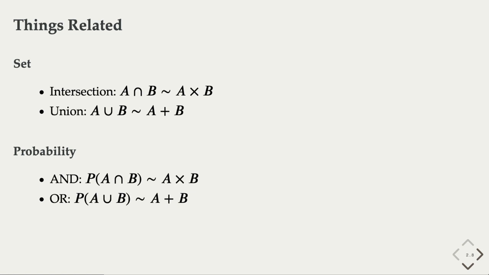The notion of set is applicable to events in probability. In fact, the concept of intersection is related to the joint probability of multiple events, which can be computed by multiplication. Union, on the other hand, is related to the OR probability, for which probabilities are added together.